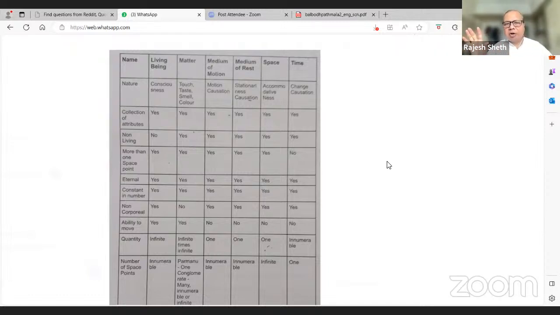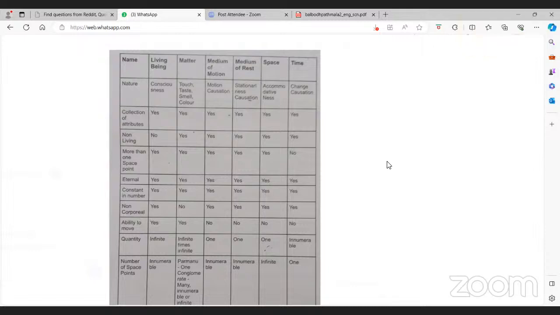So there is something called numerable, there is something called innumerable, and there is something called infinite. These three differences are there. We will understand it later on, not now. So that is the quantity wise.